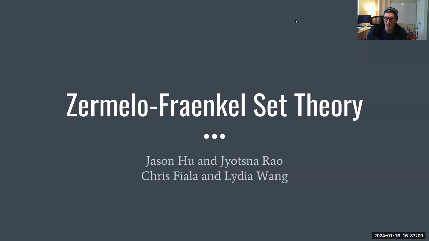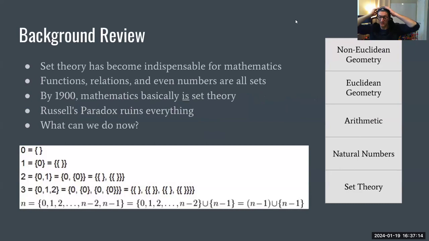Okay, so what's going on in this class? This is a little bit repetitive, but repetition is good. What has been happening over the last 50 years of mathematics? Answer: everything has been reduced to set theory. Set theory has become the indispensable background theory of mathematics. And we have, in previous presentations, seen how basically every single mathematical object can be represented as a set.